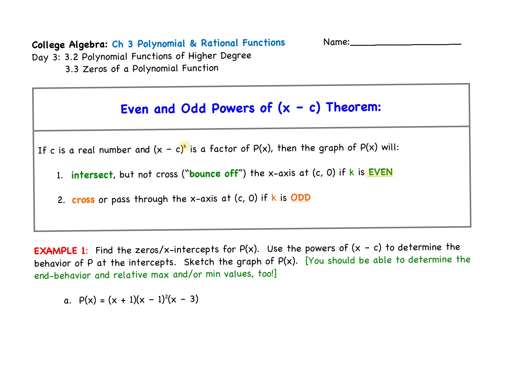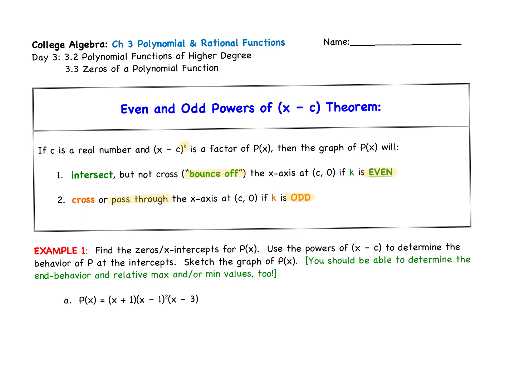If the power is even, the graph is going to bounce off of that value. On the other hand, if the power is odd, the graph is going to pass through that value. So if we're odd, we're going to pass through. If we're even, we're going to bounce off.